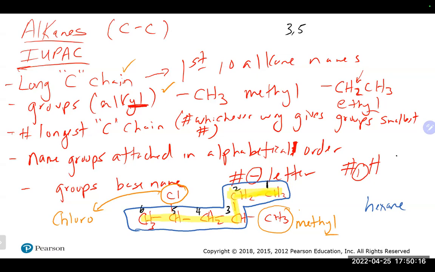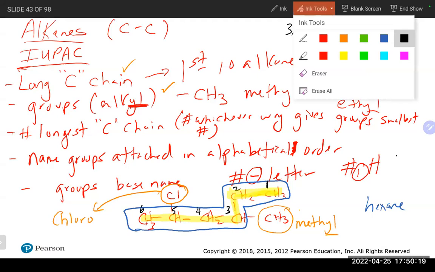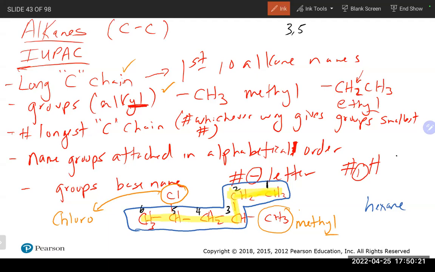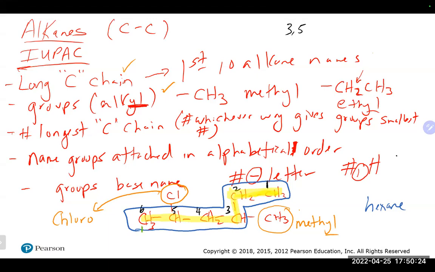Now, if I numbered it the other way, which is my other option, going left to right, that would be carbon 1, carbon 2, carbon 3, carbon 4, carbon 5, and carbon 6. So going left to right, the chlorine is at carbon number 2 and the methyl is at carbon number 4. It is as simple as which is smaller. It is the 2, which means we would want to number in this direction, the smaller number. Any questions on that?